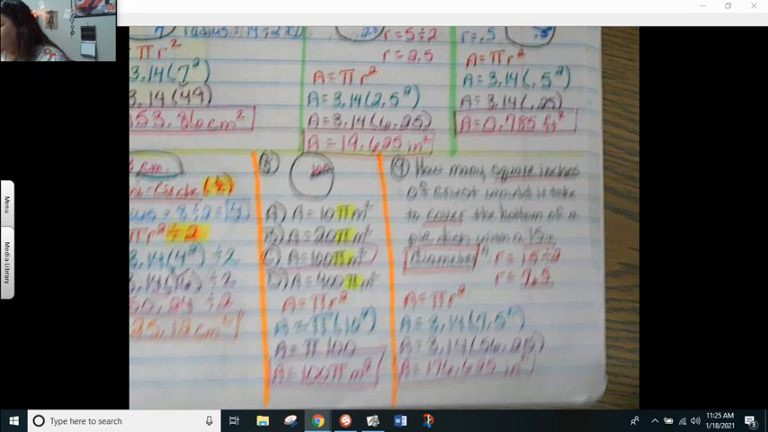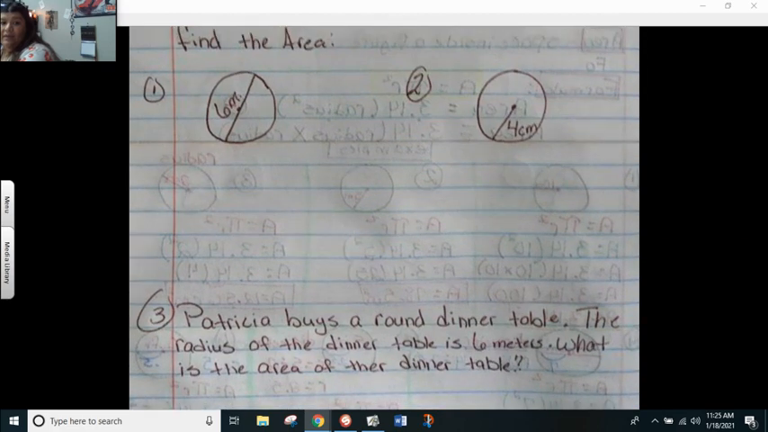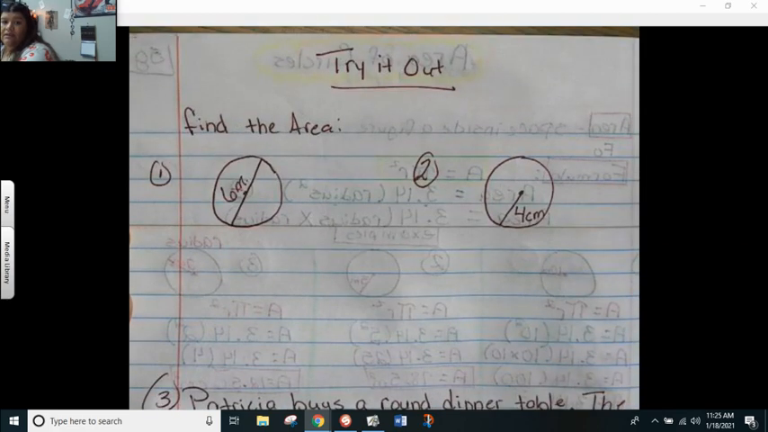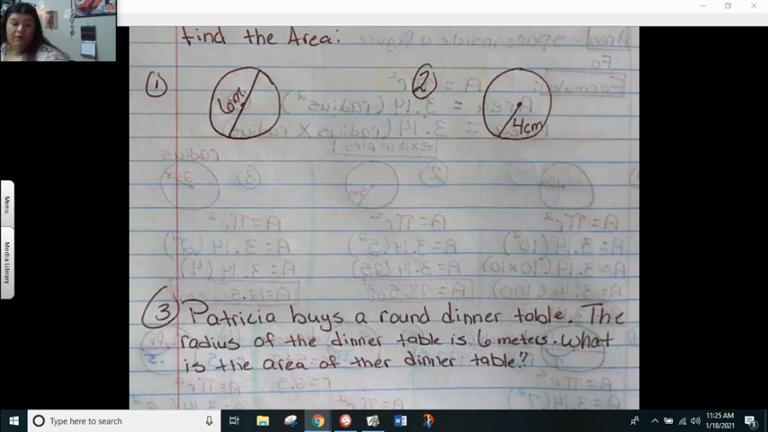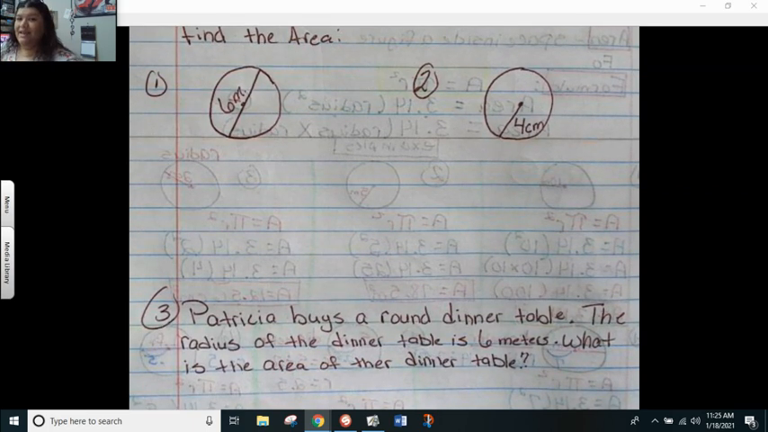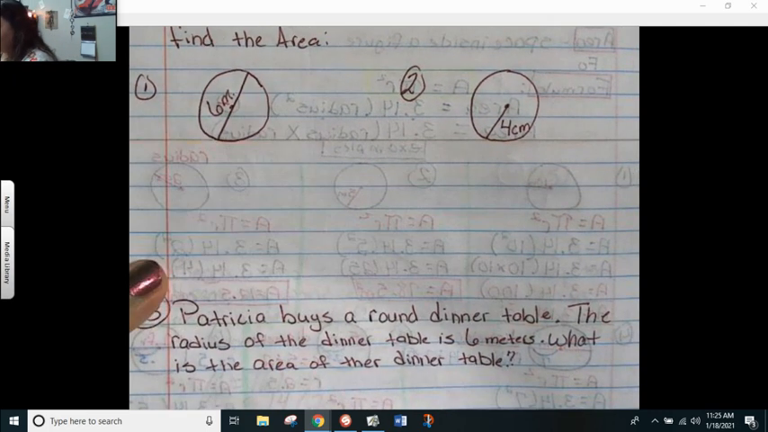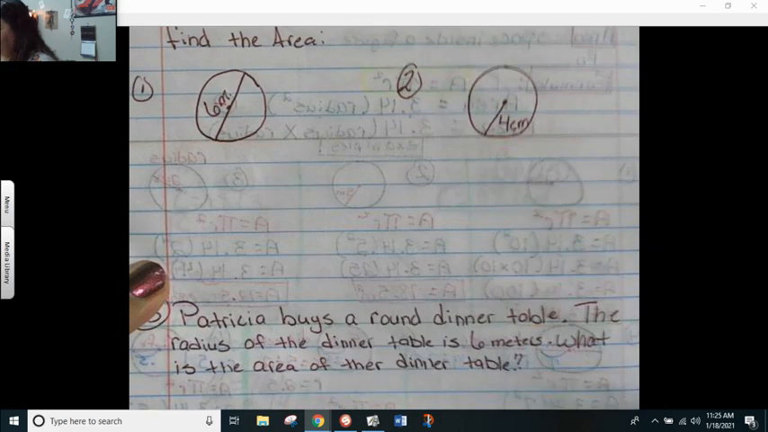All right, let's go ahead and try it out then. Remember, you're finding the area of these shapes. So go ahead and copy that down. It just says try it on the top. So press pause, copy it down, try it out, press play when you're ready to see the answers and see how you did. Okay? All right, let's see how you did.